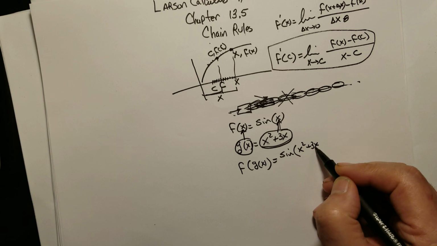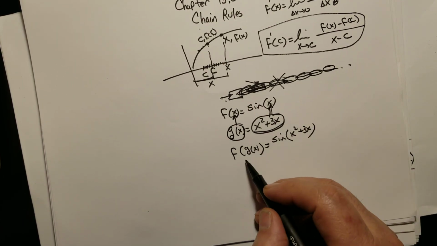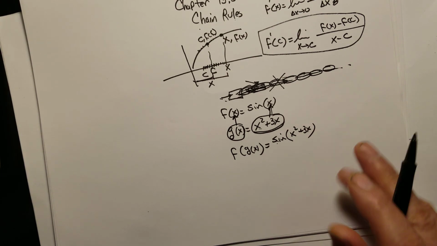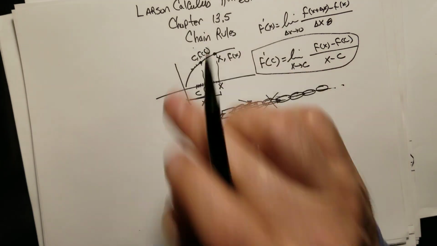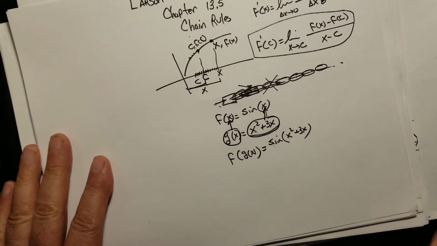And that's called the sine of x squared plus 3x. And how do we take the derivative of this function? Because it's a composite function, and because this is a function inside another function, this is what we need to know about the chain rules. Okay, let's talk about the chain rules.